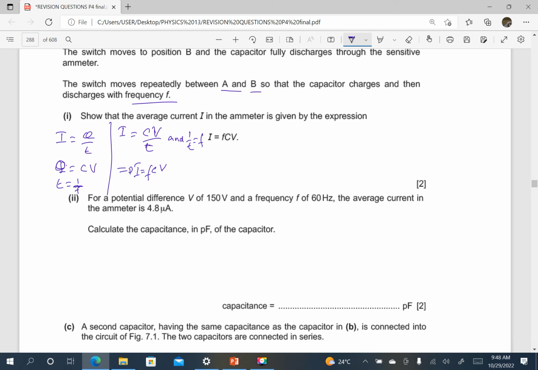For a potential difference V of 150 volts and a frequency of 60 Hz, the average current in the ammeter is 4.8 microamperes. Calculate the capacitance in picofarads. So we just substitute in the equation I is equal to FCV. So we want to find the capacitance C. So C is going to be the current, which is 4.8 times 10 power negative 6, divided by F, which is 60, times V, which is 150. Press my calculator.